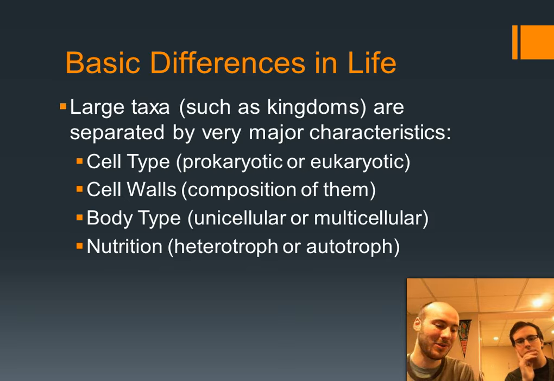What we do is we look at very basic differences in life. So if you're putting millions and millions of things in only a few categories, you're going to look at really big differences, right? So the big differences we're going to look at are what kind of cell those organisms are made of, so if they're prokaryote or eukaryote. Remember what a eukaryote is? The ones that have nuclei inside the cell. Yes, very good.